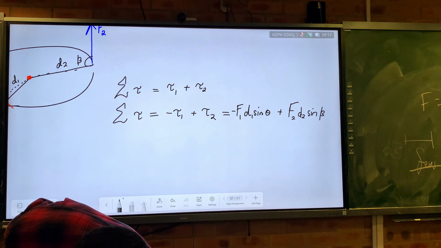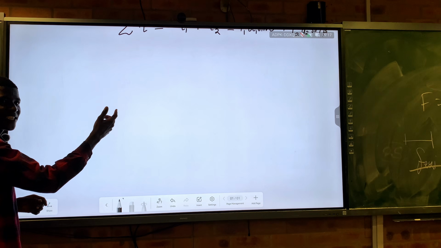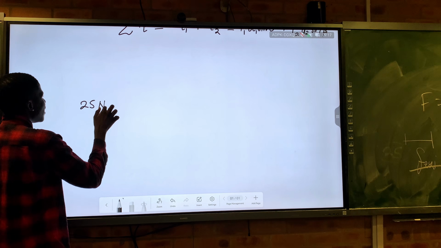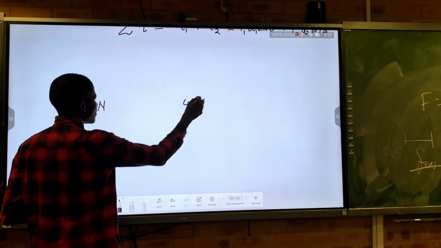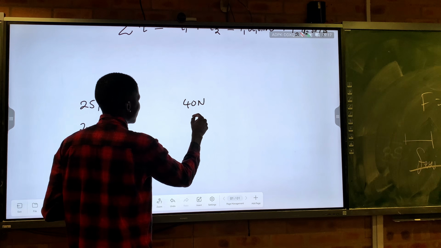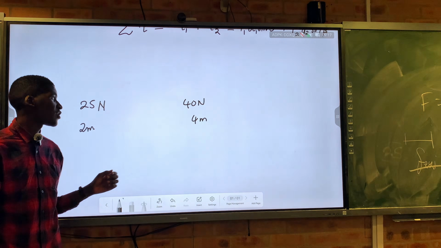For example, the one that I'm looking at, they're just going to give you a question. They tell you you are applying a force of 25 newtons, and then you are also applying another force of 40 newtons. Here at a displacement of 2 meters, and there maybe at a displacement of 4 meters from the pivot. And then now they say calculate the total torque.